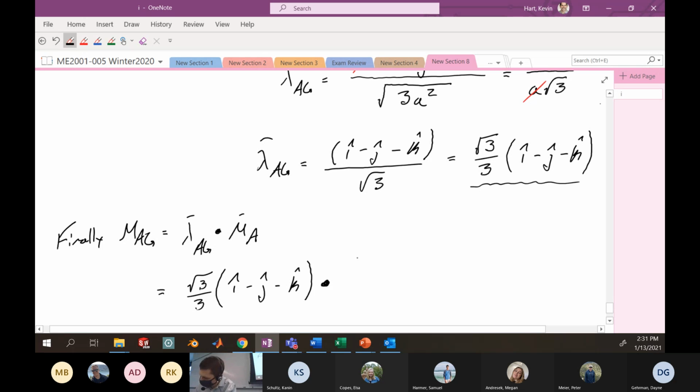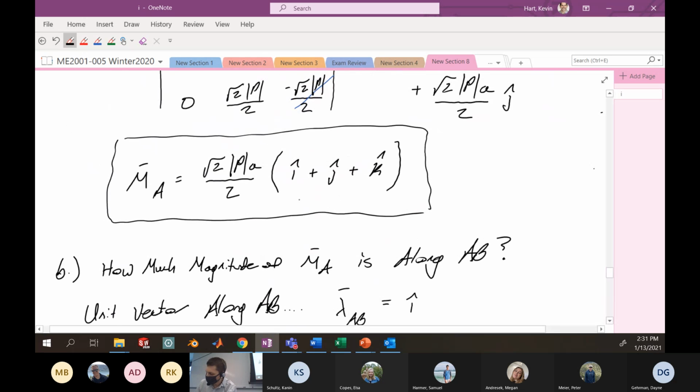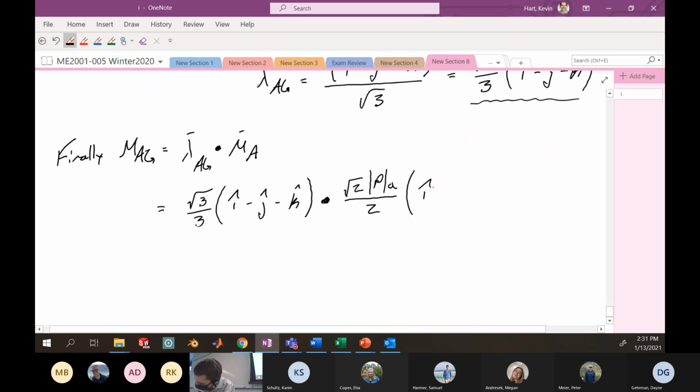My moment a day, I know from before, root 2 magnitude of P, A on 2. We'll go back up here. I, J, K. Working through this, I'm really looking at just multiplying like terms here.